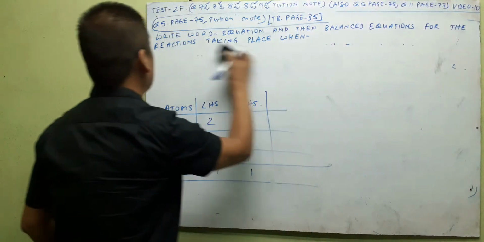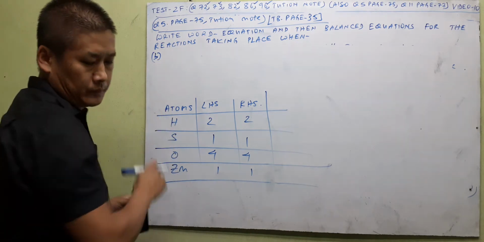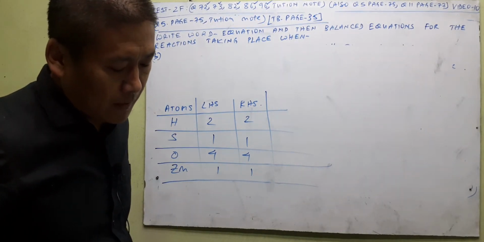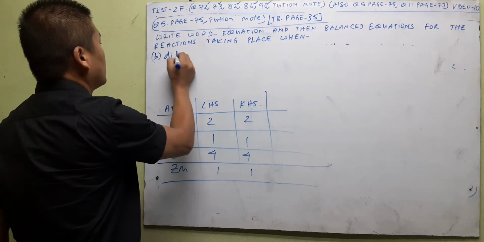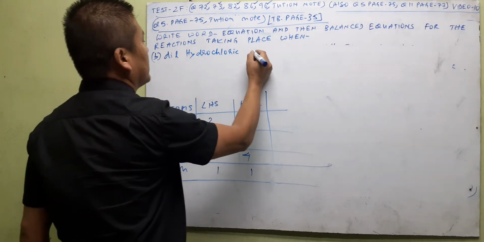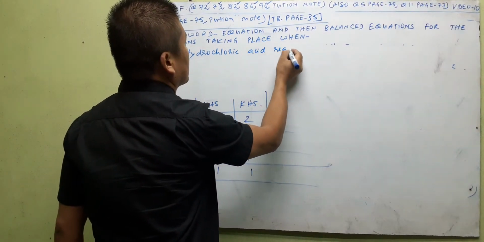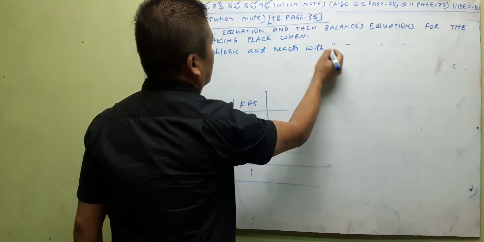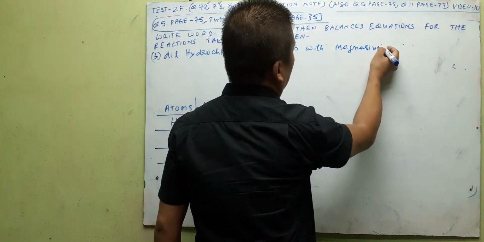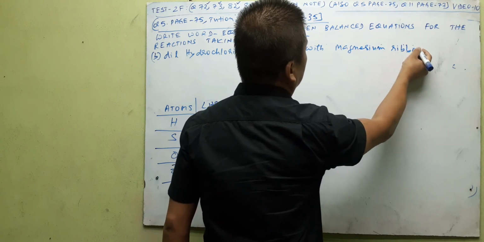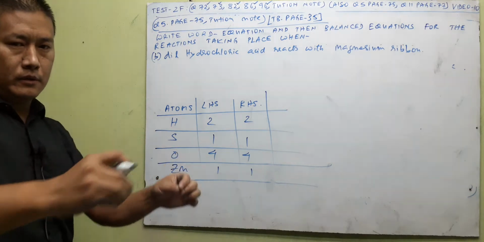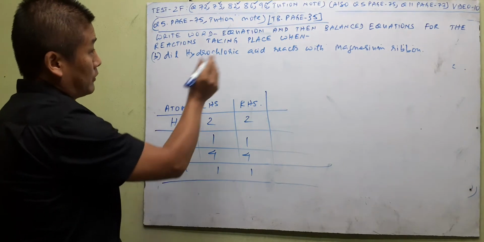Okay, B. B is dilute hydrochloric acid reacts with magnesium ribbon. The question is given like this: dilute hydrochloric acid reacts with magnesium ribbon. The word ribbon here is not so important. It means it is in the shape of ribbons, that ribbon used for binding gifts and all. Okay, but the word magnesium is more important.